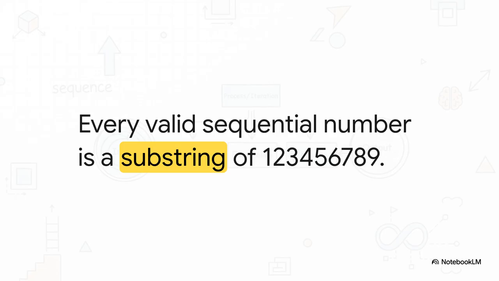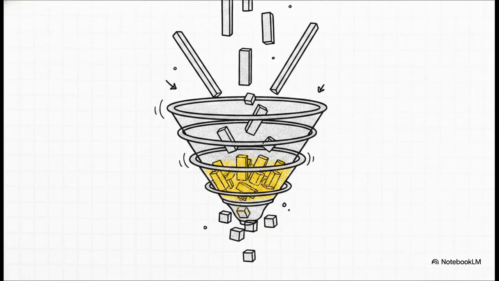This source material highlights a seriously clever workaround that leans entirely on a predefined sequence. Take a look at this master string, 1, 2, 3, 4, 5, 6, 7, 8, 9. Every single sequential number that can possibly exist in our base 10 system is just a substring hiding right here. 1, 2, 3 is in there, 5, 6, 7, 8 is in there. So instead of iterating through a billion numbers, we really just need to pull the right slices out of this one single string.